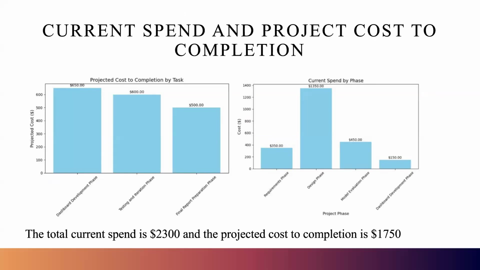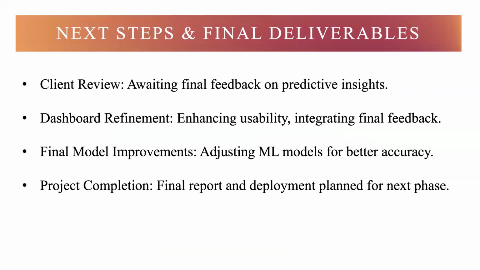Next slide, please. So here we have done the analysis of project cost using bar charts. The left chart shows the projected cost to completion for different tasks, while the right chart illustrates the current spend by phases. So the total current spend is $2,300, and the estimated cost to complete the project is $1,750. As mentioned at the bottom, the insights help track budget utilization and future financial requirements. Can you go to the Jupyter file, Mehak?